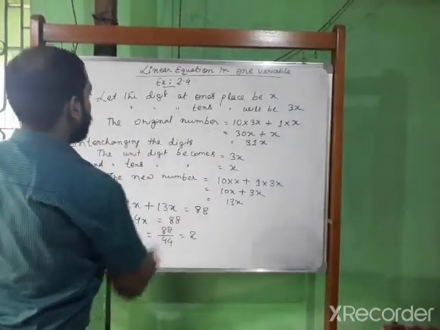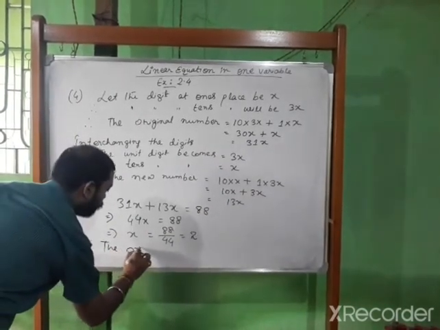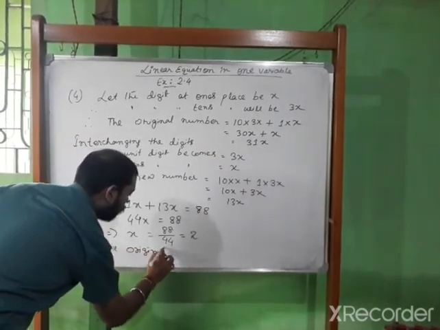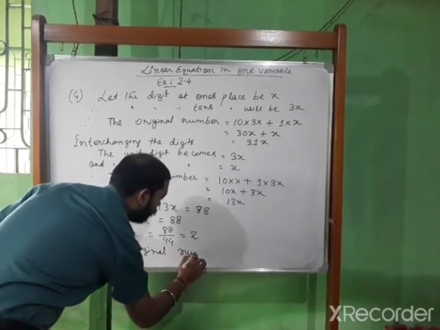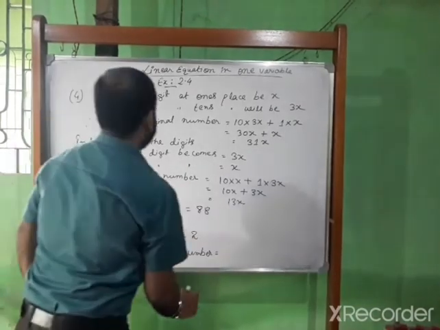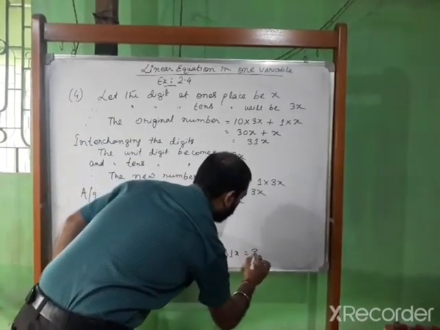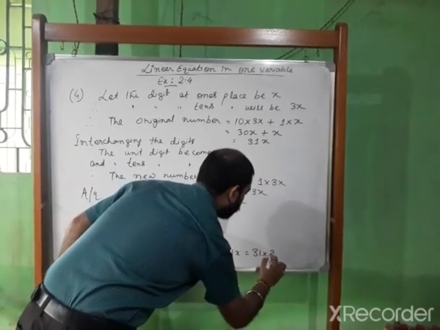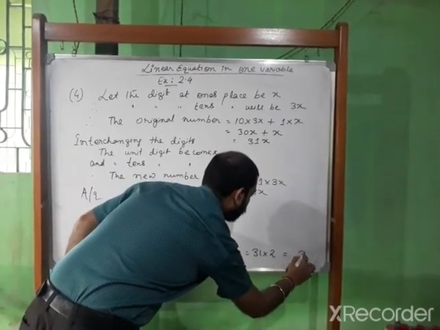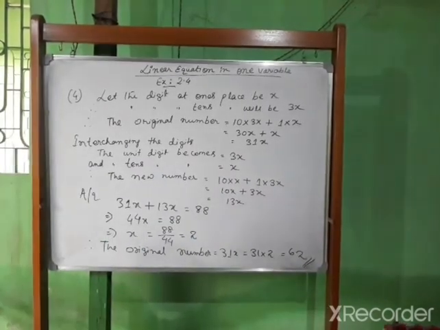Therefore, the original number is equal to 31x, which is 31 into 2. So the number is 62, which is our final answer.